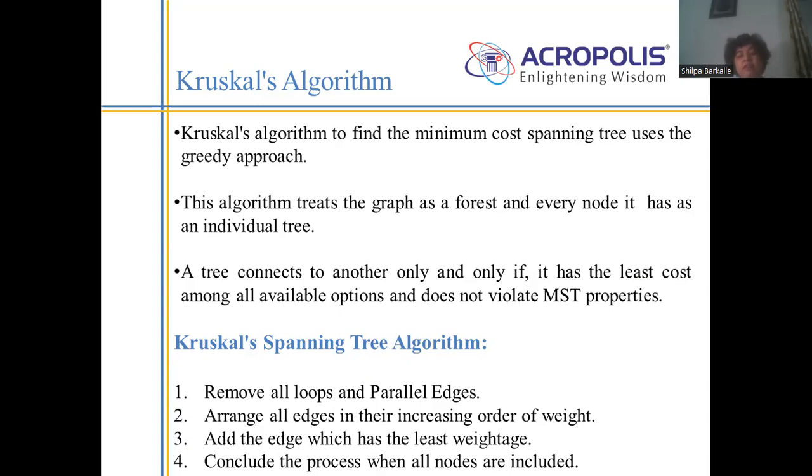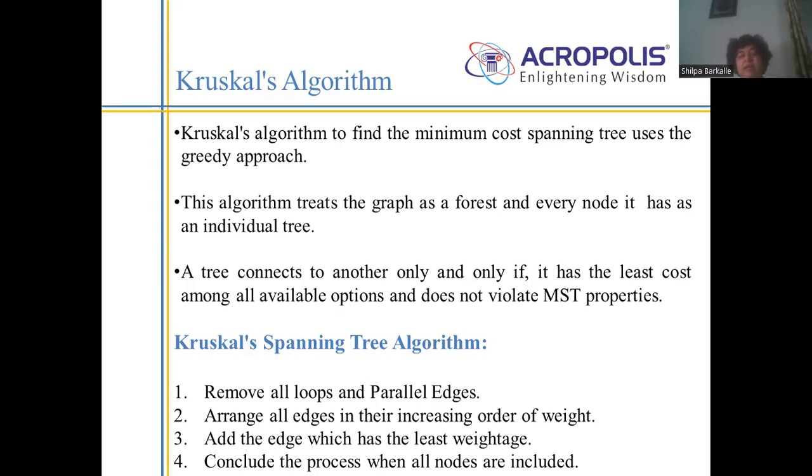Initially, every node in itself is a tree, and it's simply a collection of trees, and thus the name forest. We will form a tree out of it by adding edges to it. So initially in Kruskal's algorithm, we do not have any edge. We simply have all the vertices, and then we will be adding edges to it.